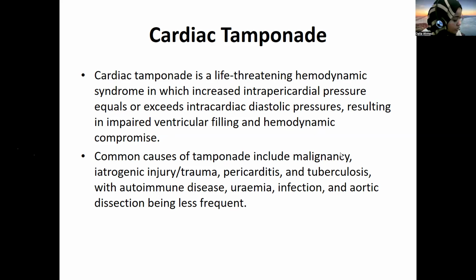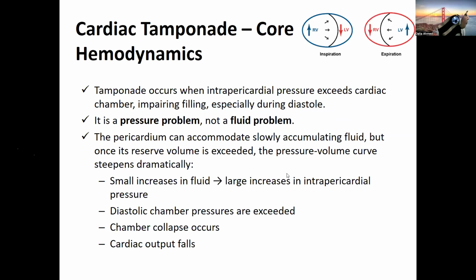The most common causes of cardiac tamponade include malignancy. It can be iatrogenic injury or trauma, pericarditis in some cases, tuberculosis, autoimmune diseases, uremia, infection, aortic dissection, and less frequently others. Again, going through the hemodynamics, I like hemodynamics, and I always like to link the hemodynamics with the clinical examination and imaging. It helps you to explain everything.